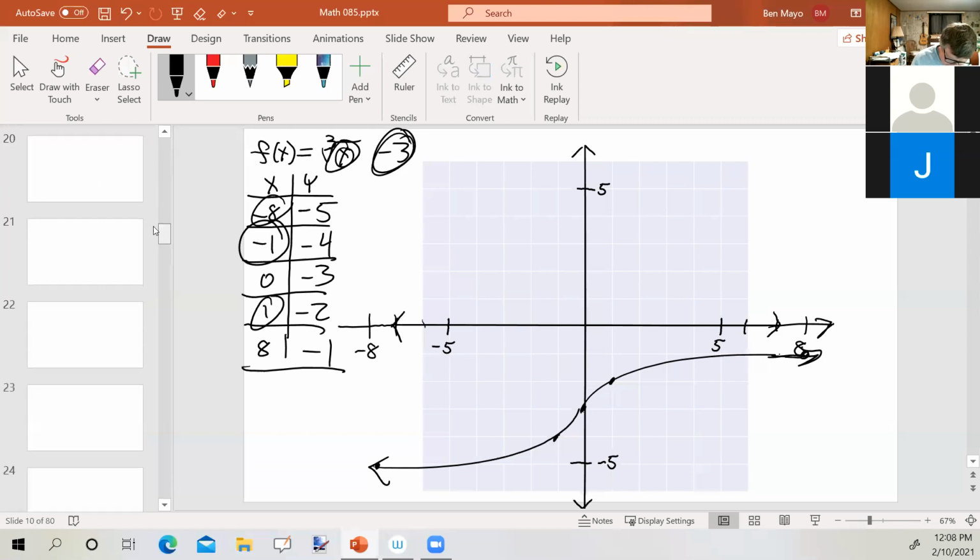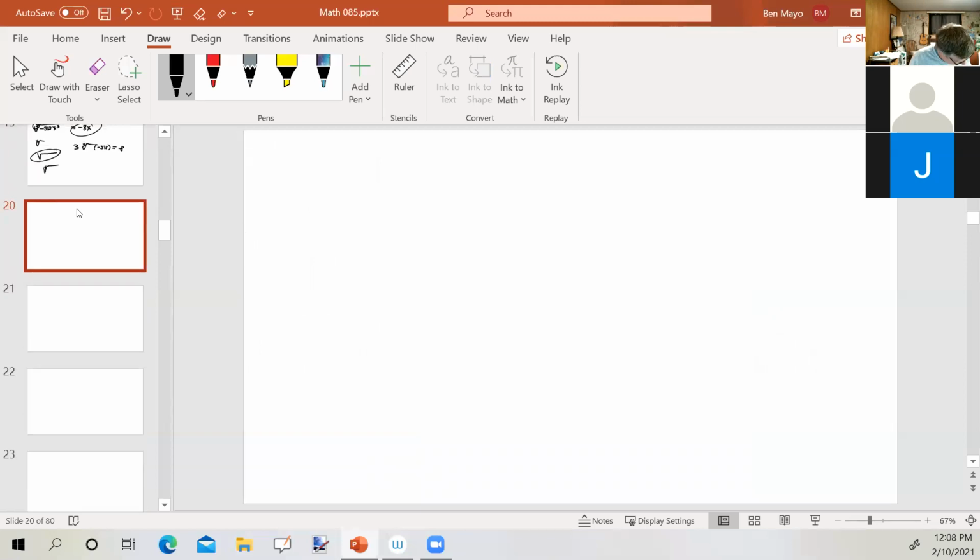Let's go down here. And it says, evaluate each radical expression, if possible, without using a calculator. All right. So what's the fourth root of 81? What times itself times itself times itself is 81? Any ideas? 3. Good. What's the sixth root of 64? 2. Excellent.